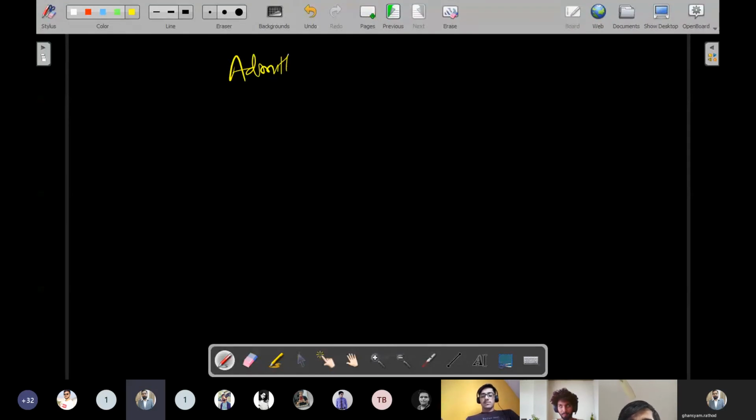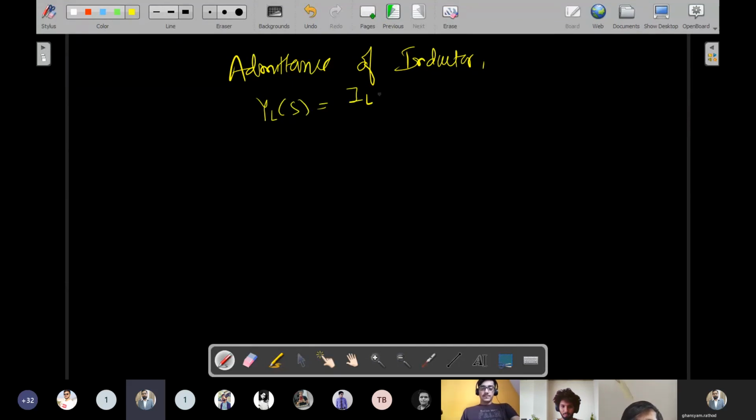And if I want to write the admittance equation for the inductor, that is the inverse of impedance. It can be written as capital Y L of S equals IL of S upon VL of S, and that can be written as 1 upon SL. So remember this one also, this is going to be useful.